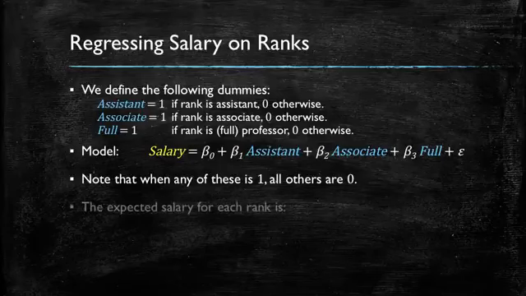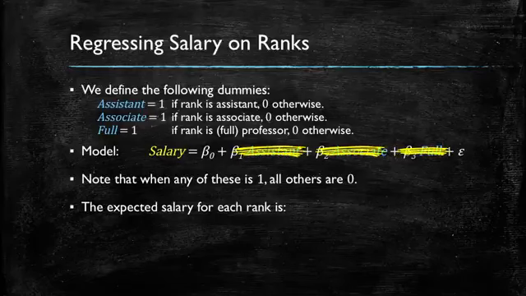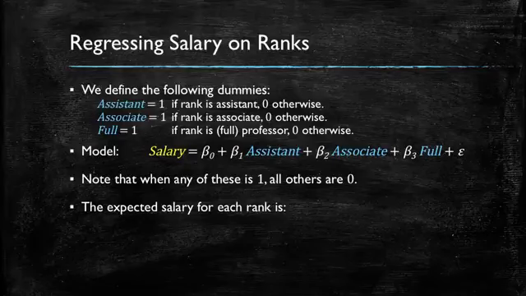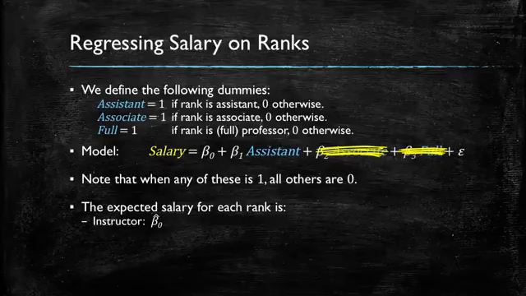So how can we use this to know what the expected salary of each rank is? Let's start thinking about the instructor professor. An instructor is not an assistant, not an associate, nor a full professor. So all 3 dummy variables in the model are going to be zeros. Thus, we are only left with beta 0, the intercept. So the expected salary of an instructor is going to be whatever estimated coefficient we find for the constant term, beta 0.